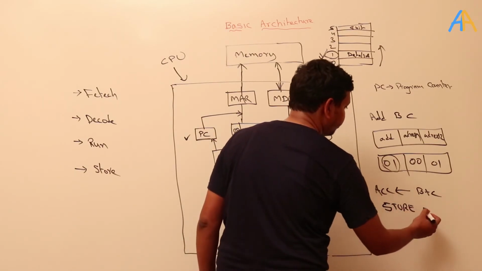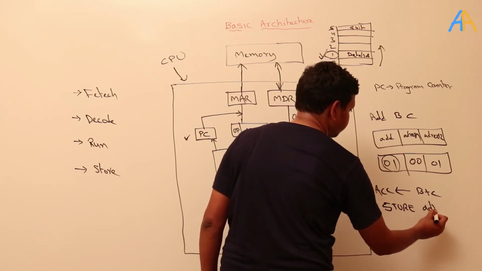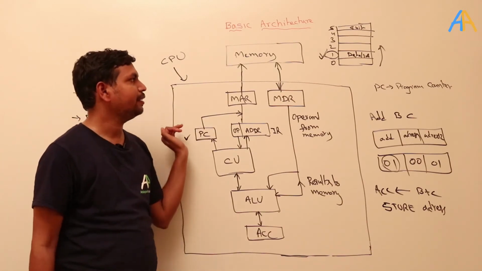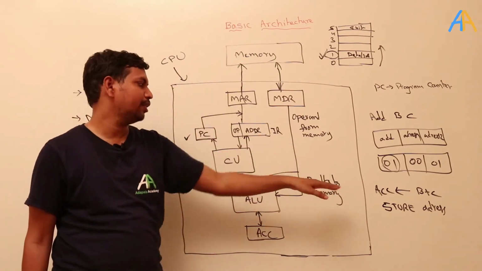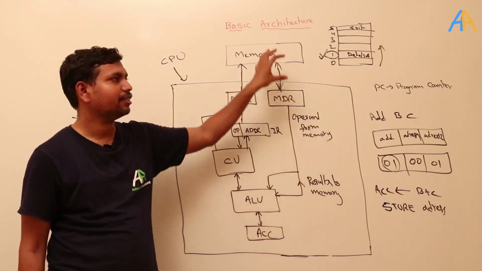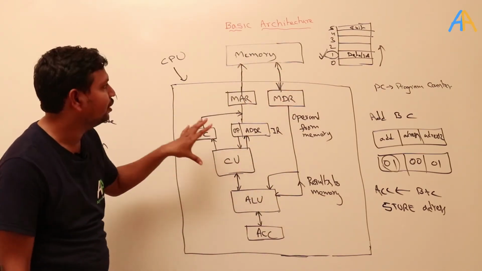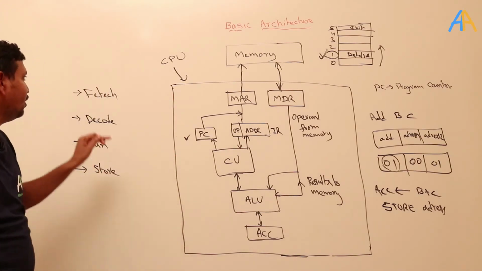Next instruction will be stored at some address. The program counter points to the next instruction, which stores this result from the accumulator into some particular memory location. Okay, this is the way an instruction cycle runs. See here, this is the heart of how the processor works.